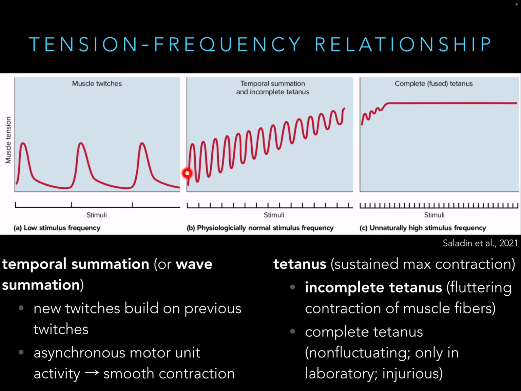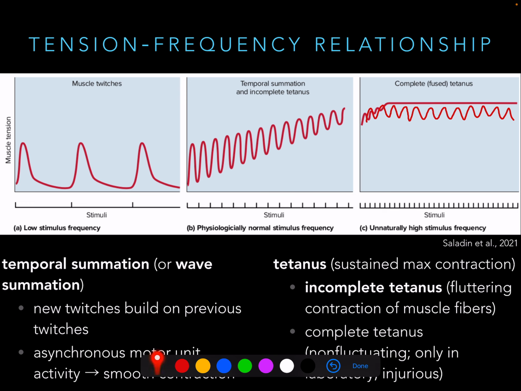Now the tetanus that we hold should, again, oscillate like this. That would be incomplete tetanus. This is if you're in the gym, right? You're contracting your muscle there, and you're trying to lift, and it's not working, and you're just kind of fluttering back and forth. This is fine. This is what then makes the muscle grow.